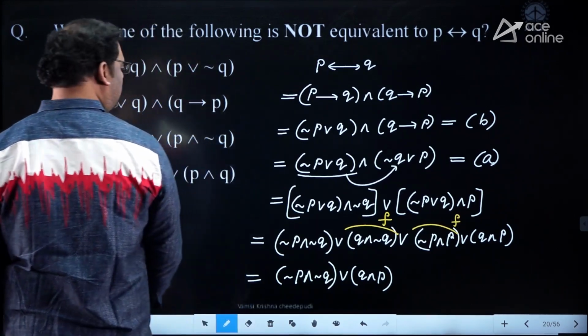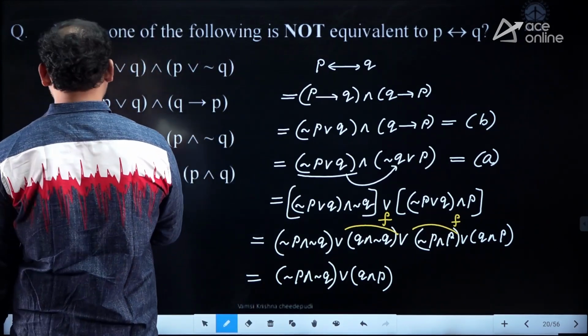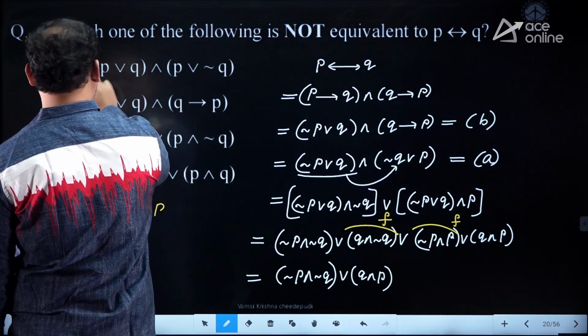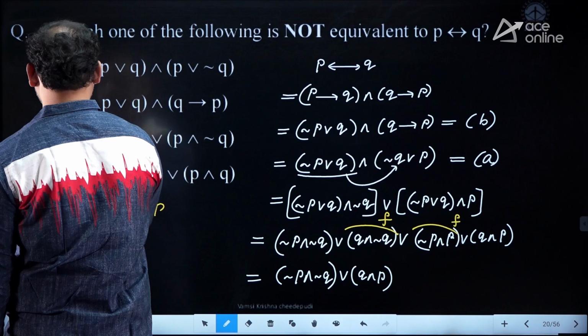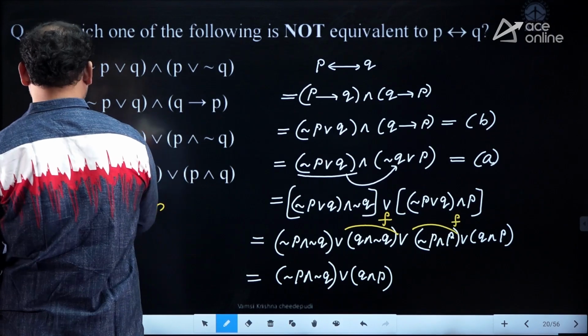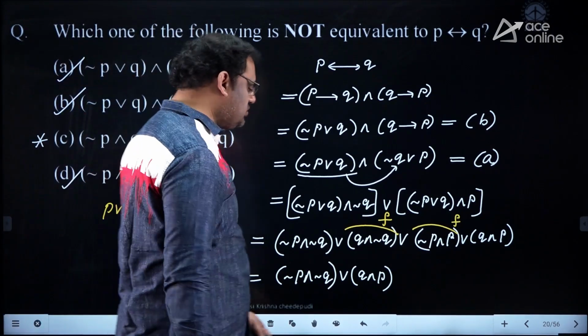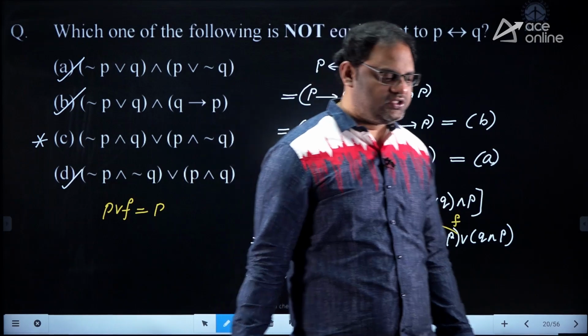The given question, the formula P biimplies Q can be equivalent to option A, B and D, which is not equivalent to option C. Yeah, you can also verify with truth values, that is also okay, correct.